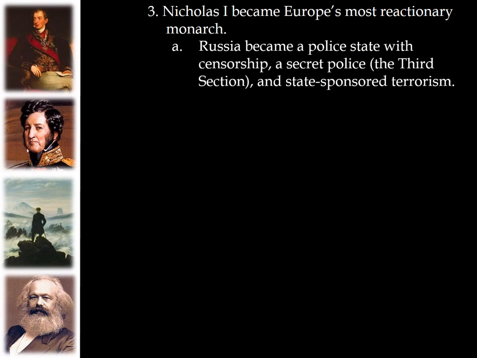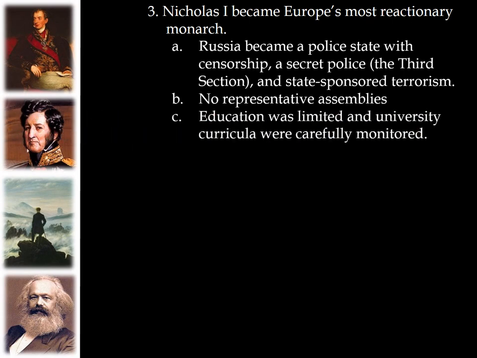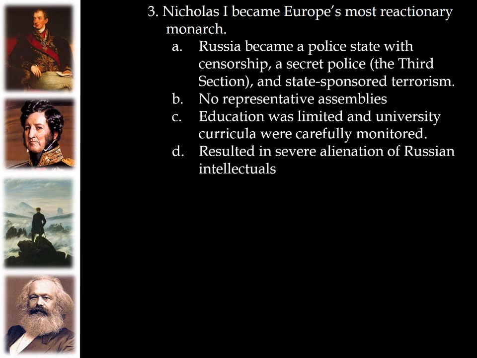reactionary and conservative. Russia became a police state with Nicholas I at the helm. Censorship, a secret police force called the Third Section, and a state-sponsored reign of terror, if you will. He will send out spies to spy on anybody who tries to speak out against his policies. He acts like a totalitarian dictator, some would even say. He will not allow for any kind of representative assemblies to come about in Russia. Education would be limited, and university curriculum was carefully monitored by the state. This resulted in severe alienation of Russian intellectuals from the rest of Europe.